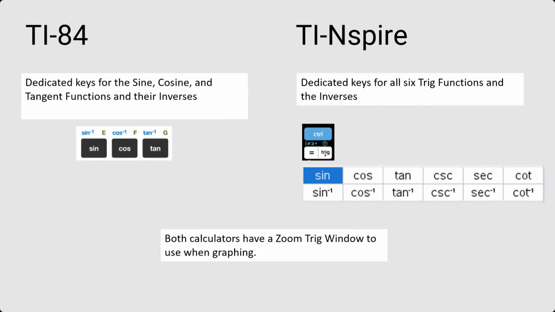With the TI-Nspire, once you press the Trig button that's up under the control key beside equal, you have dedicated keys for all 6 trig functions and the 6 inverses, although in AP Precalculus, we really don't deal with the inverse cosecant, secant, and cotangent. And by the way, there is a Zoom trig window that is very convenient to use whenever you're doing anything with graphing with either calculator, and we will show you where that is.